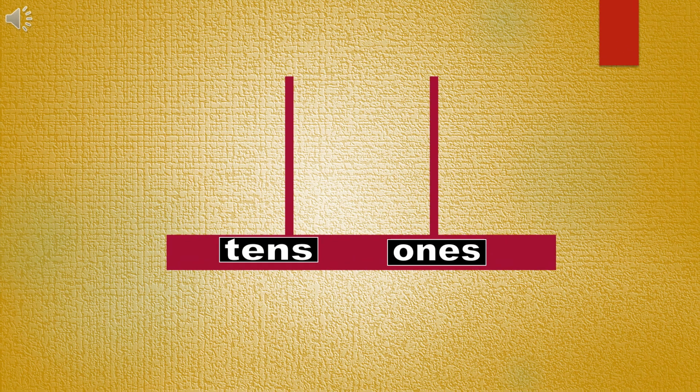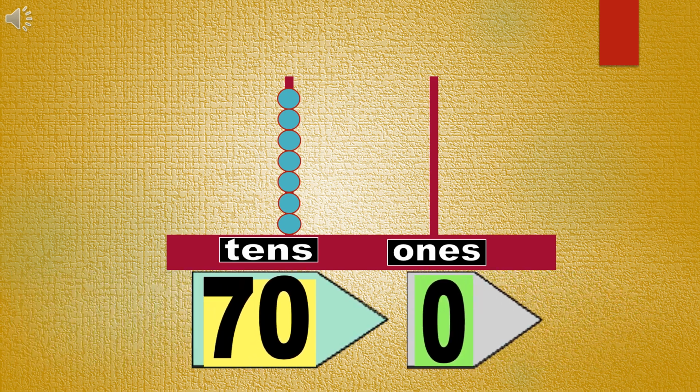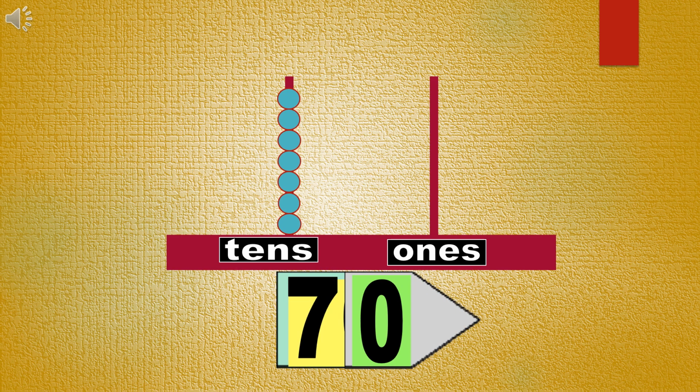Now let us see another example, children. So let's find out how many beads would be there on this abacus in the tens place. And there are no beads in the ones place for this abacus. So let us count the number of beads in the tens place. 1, 2, 3, 4, 5, 6, 7. So 7 tens. You know that 7 tens you can write as 7 and 0, 70. And since there are no ones, our number shown here is 70.